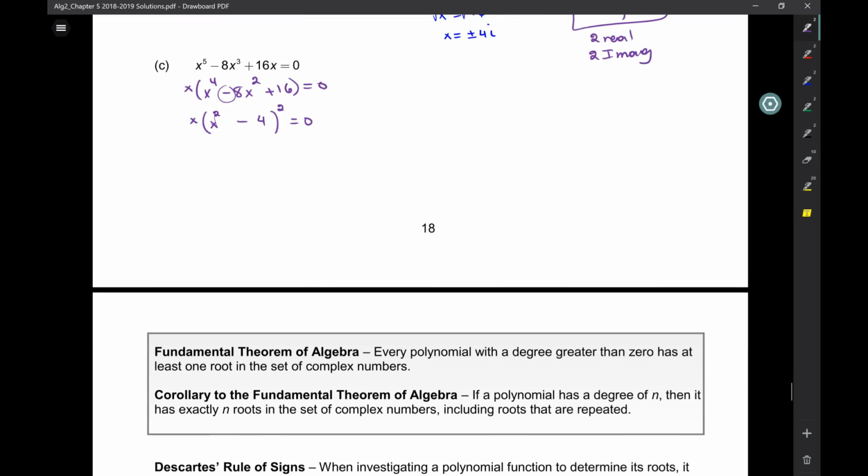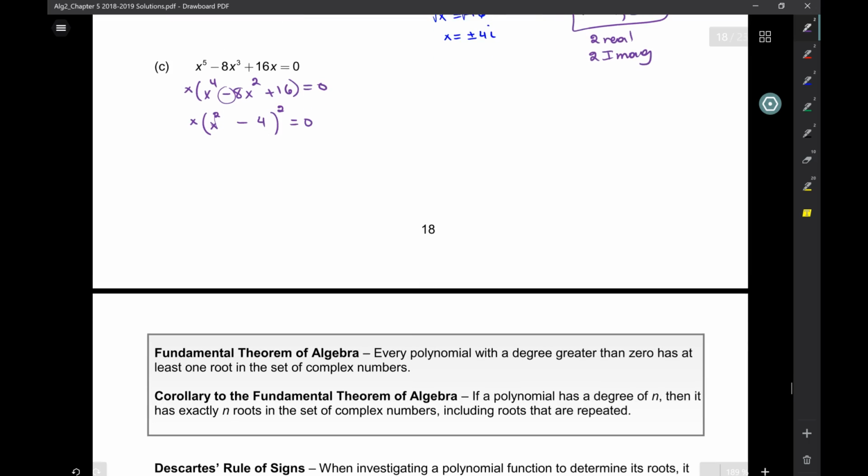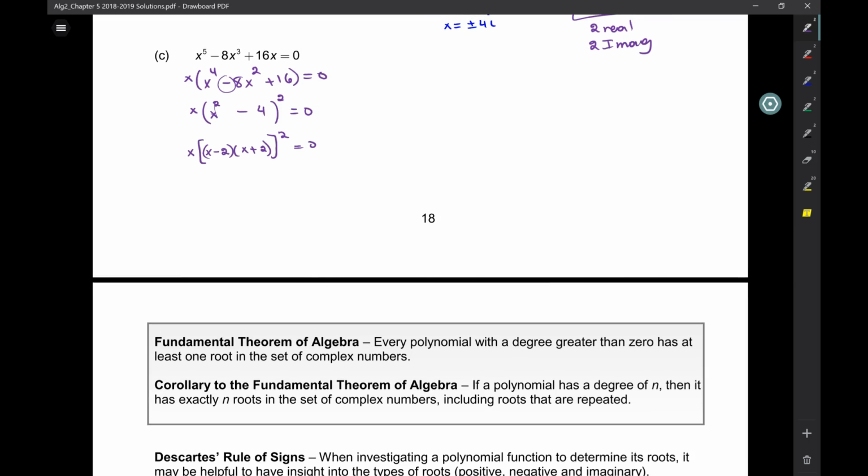Now, how can I factor that further? This is x times (x minus 2)(x plus 2) squared, equals 0. What are the zeros here? x equals, from here, what do I get? 0. From here, plus or minus 2. So how many is that?